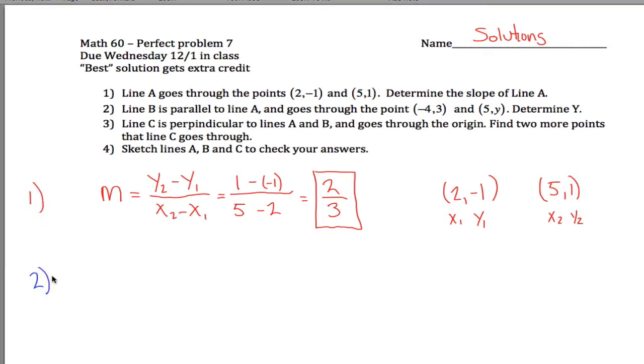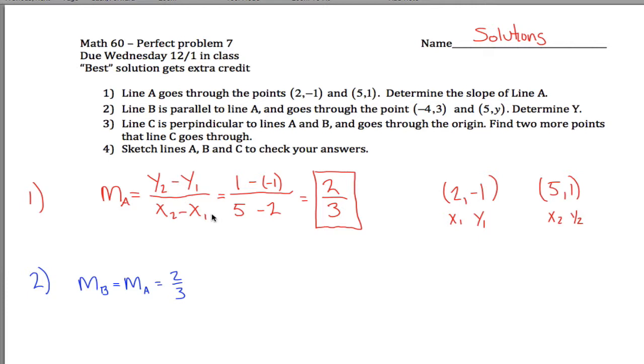Part 2 tells you that line B is parallel to line A. First of all, because it's parallel, I'm going to subscript these a little bit. I'm going to call this m with a little a underneath it, so I remember that this is the slope for line A. That way I can say that the slope for line B is the exact same as the slope for line A, which is 2/3. The reason they're the exact same is because the lines are parallel. So the slope for line B is equal to 2/3.